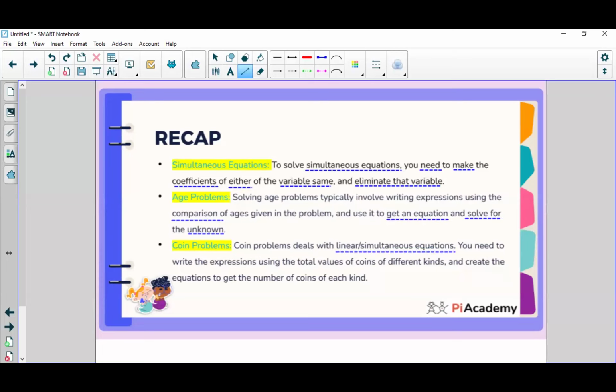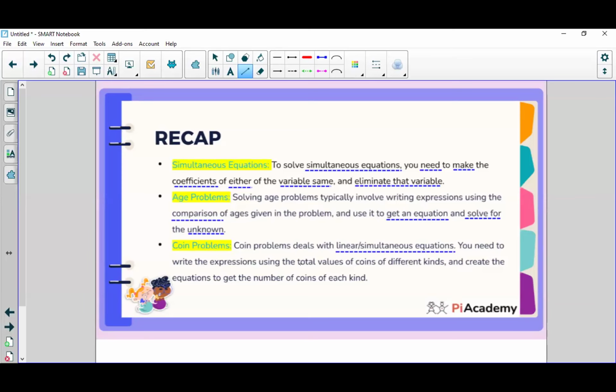Suppose you have x coins of 10p. First of all, you need to learn how to calculate the total amount. The total amount would be the number of coins times the value of the coin. So suppose the value of a coin is 10p and the total number of coins is x. That would be 10x p.